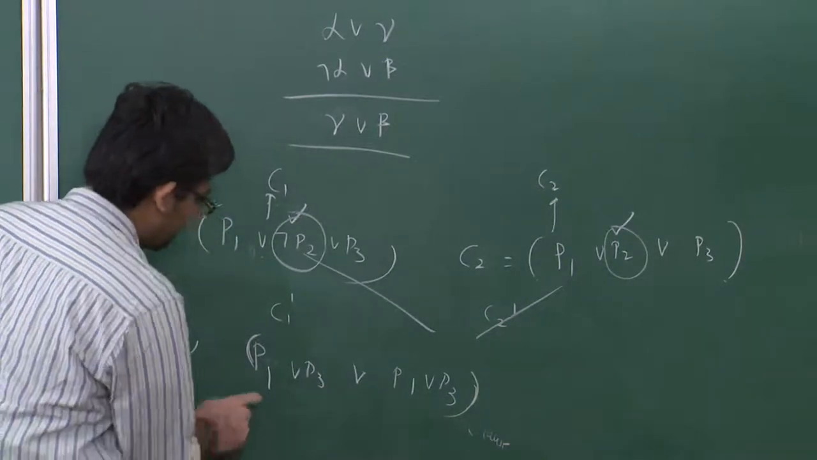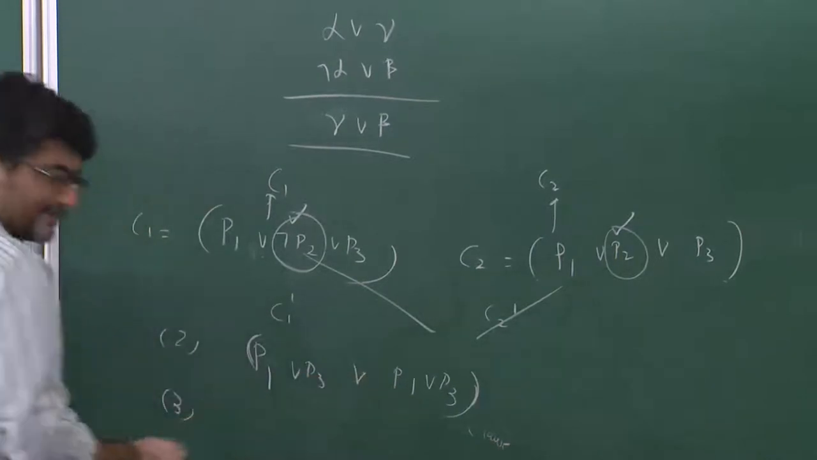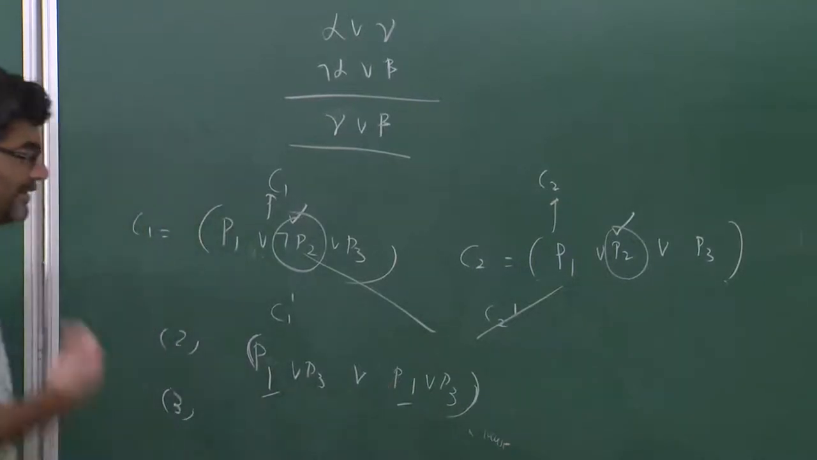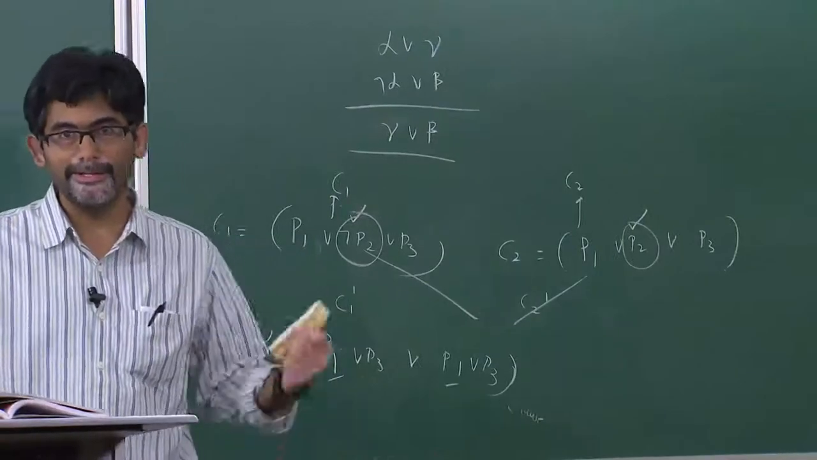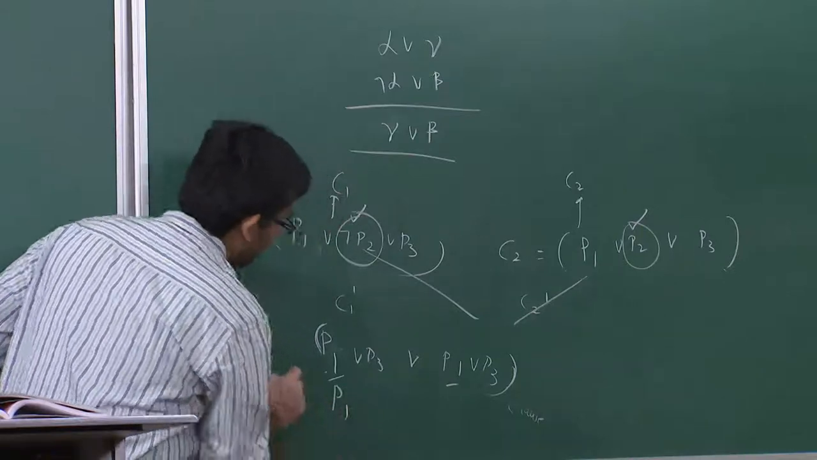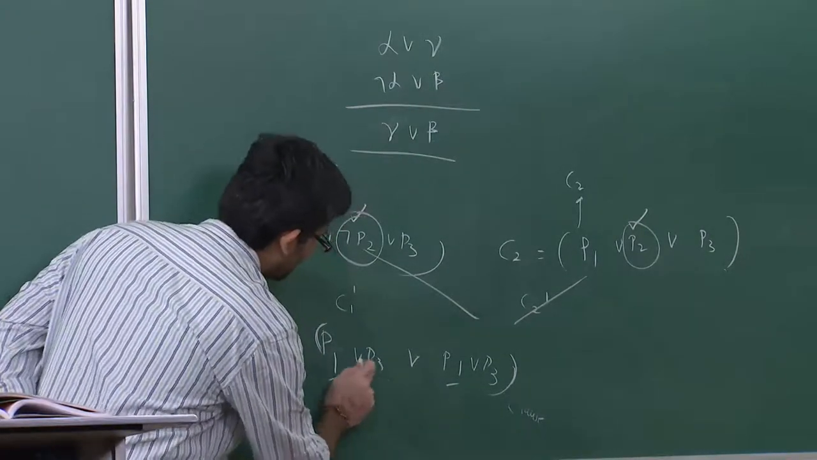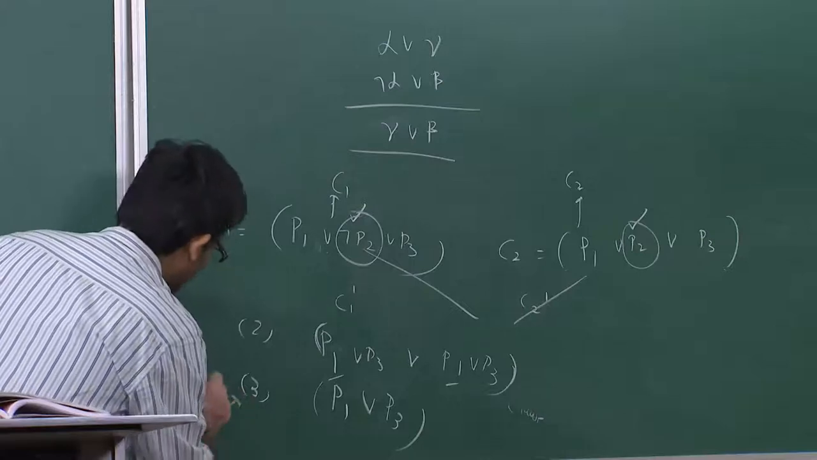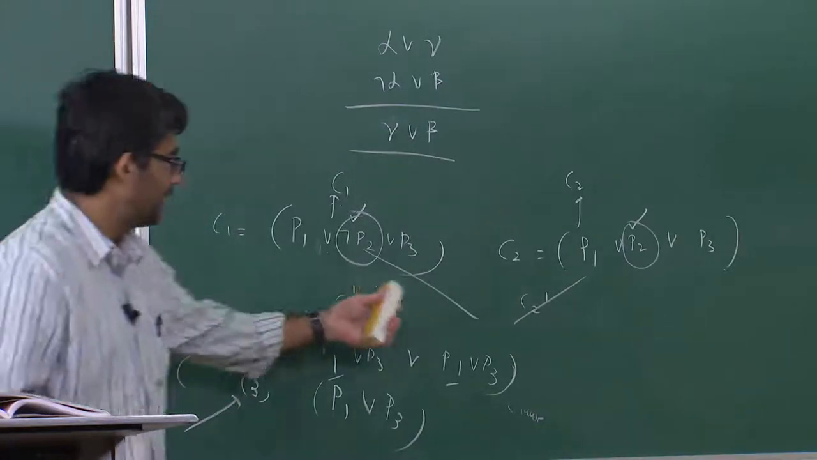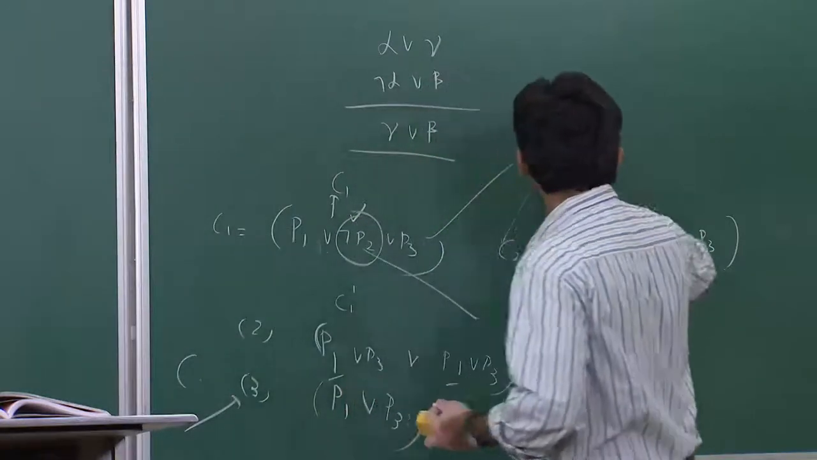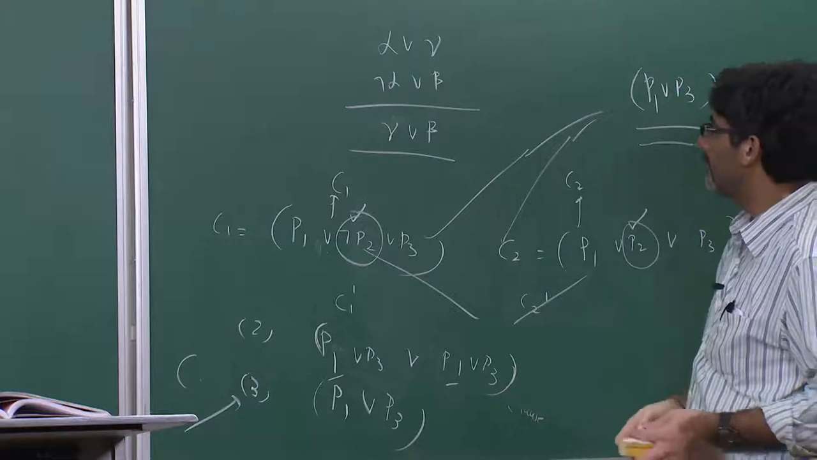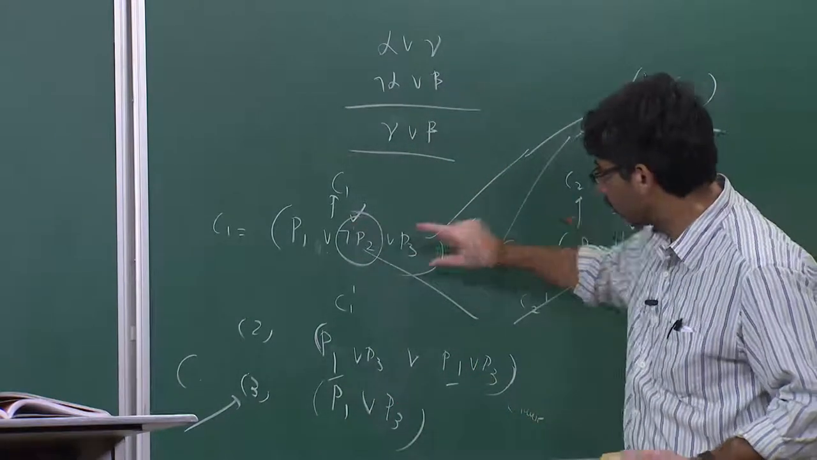Now in the third step, since P1 exists twice here, we delete the redundant literals from C prime. What are the redundant literals here? P1 is used twice here. Even if you use it thousands of times, P1 or P1 or P1 is always the same as P1. So this reduces to P1, and P3 is again used twice, so it is simply P3. So this is called the resolvent of C1 and C2. These two get resolved, and then we get P1 or P3. This is what we mean by the resolvent of two clauses.